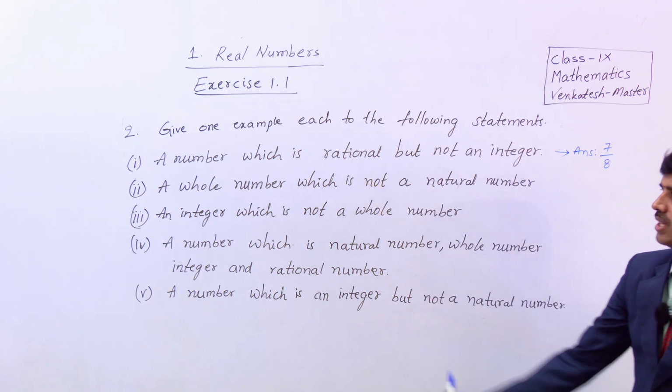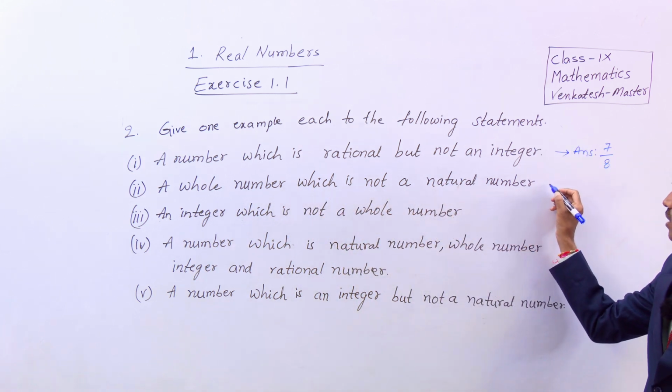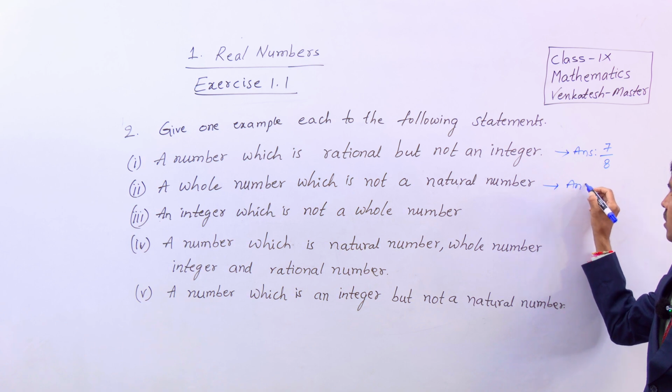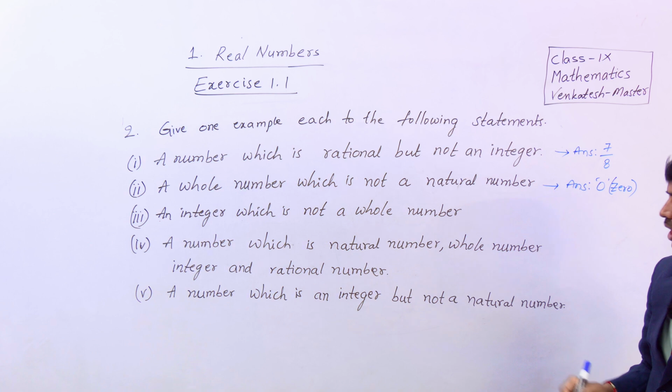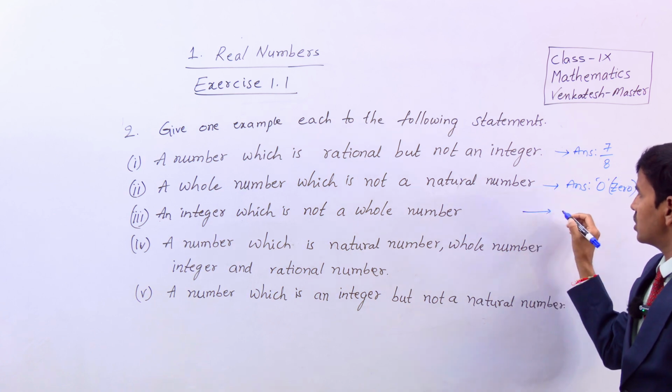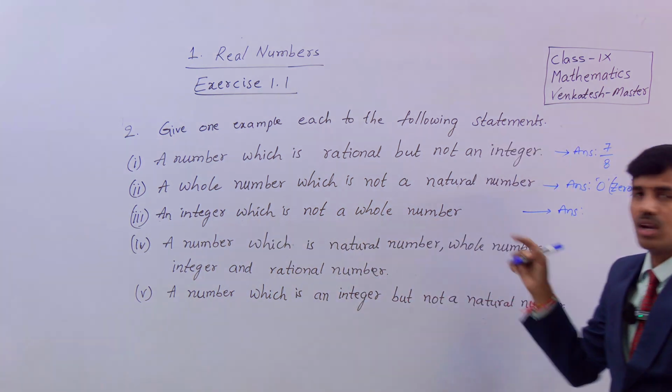In the same manner, second one, a whole number which is not a natural number. Whole number which is not natural, for that the answer is 0. Okay, next, if you consider the third one, an integer which is not a whole number.